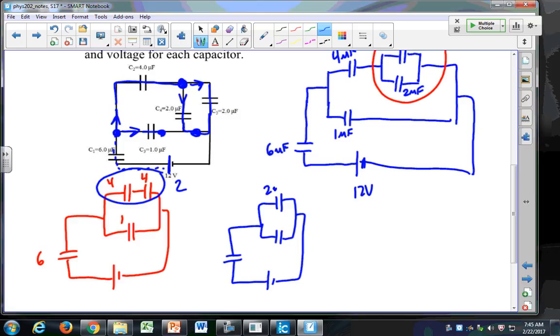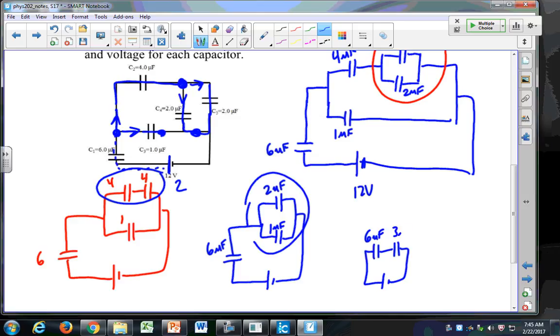That's going to be 2 microfarads, 1 microfarad, 6 microfarads. And then this part becomes 3. Redraw it again. And it's left with a 6 and a 3. 12 volts. And then finally, a 6 and a 3. That's 1 over 6 plus a third, which is equal to 2 microfarads.